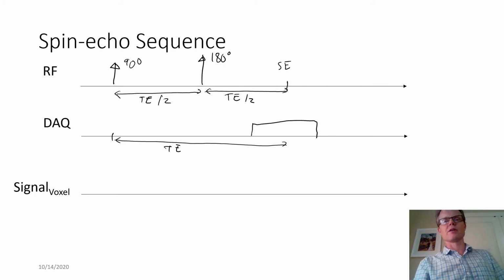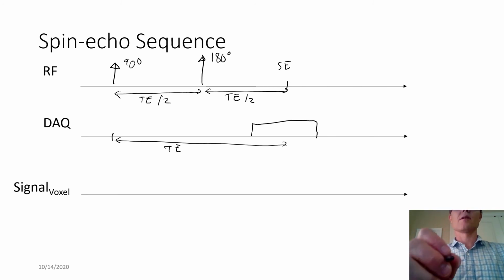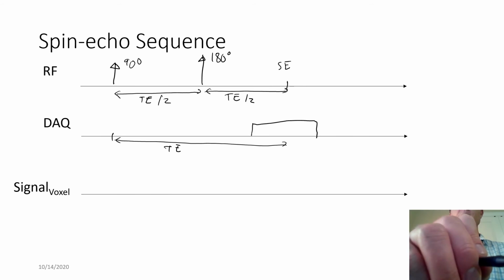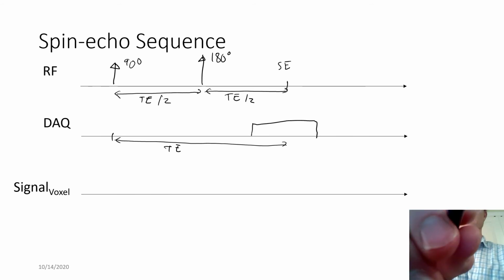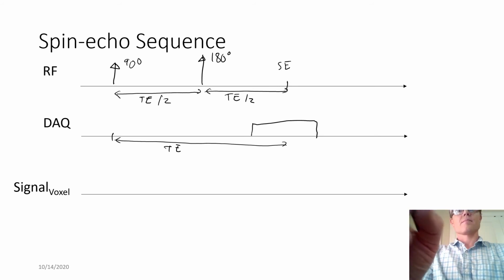And you can note the echo time, from this excitation RF pulse to the center of the spin echo.